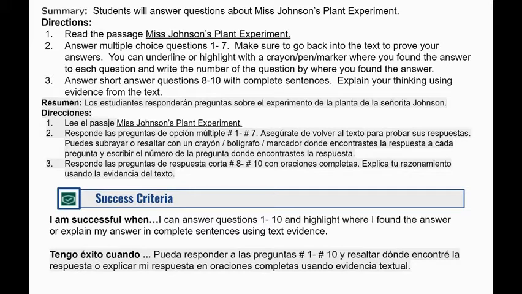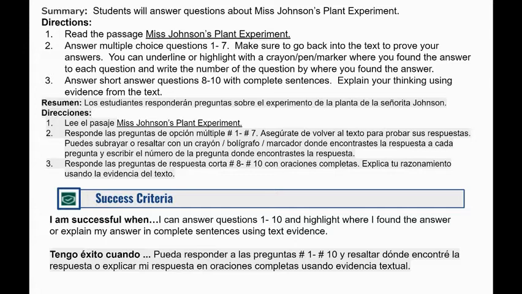For task number 2, students will answer questions about Miss Johnson's plant experiment. First, in task number 1, you will read the passage again. Then for number 2, you will answer multiple choice questions number 1 through 7. Make sure that you go back in the text to prove your answers. You can underline or highlight with a crayon or pen or marker where you found the answer to each question and write the number of that question where you found your answer. So put the question number next to the evidence in the text.